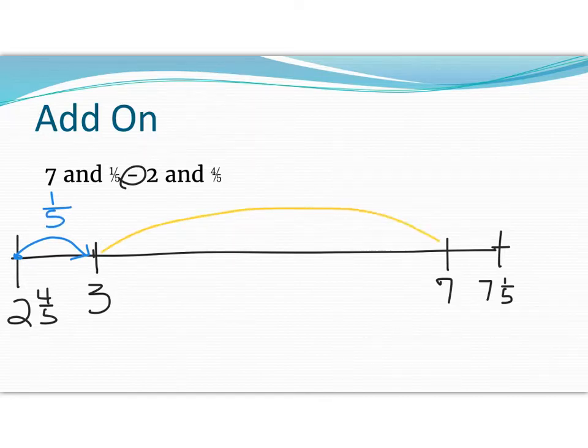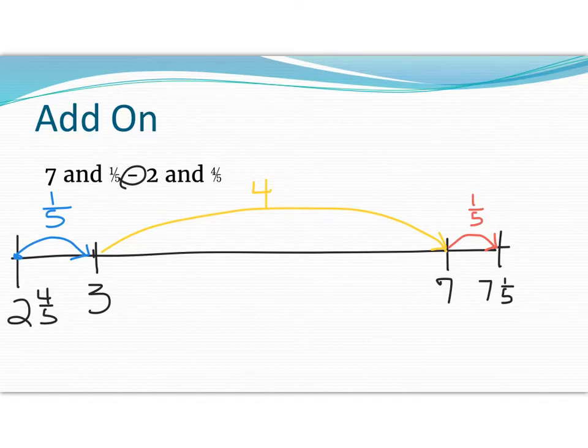To jump from 3 to 7, I know that 7 minus 3 is 4, so that would be a total of 4 jumps. And finally, to go from 7 to 7 and 1/5, I'm just adding one more fifth, so the distance here is 1/5.